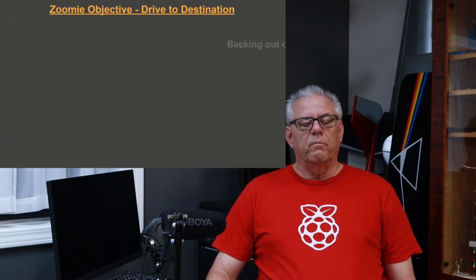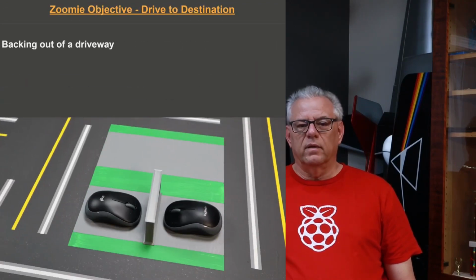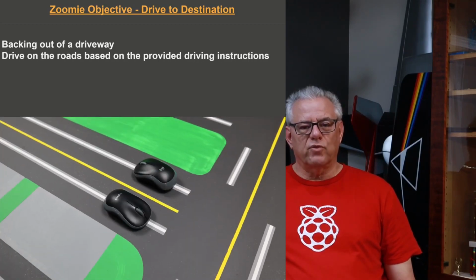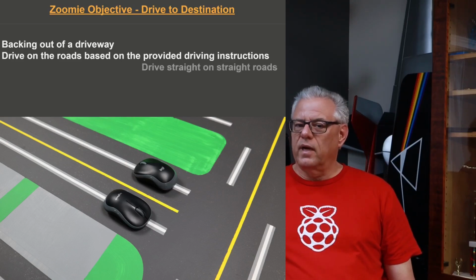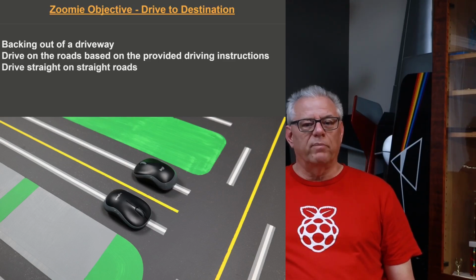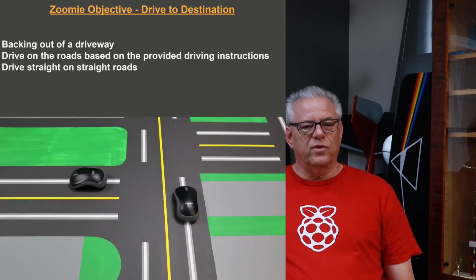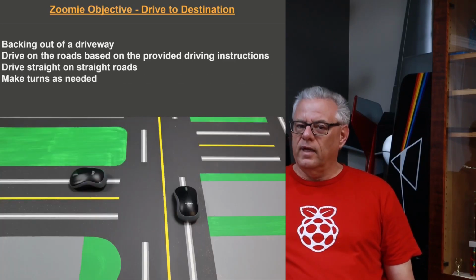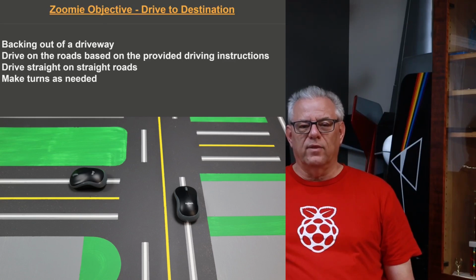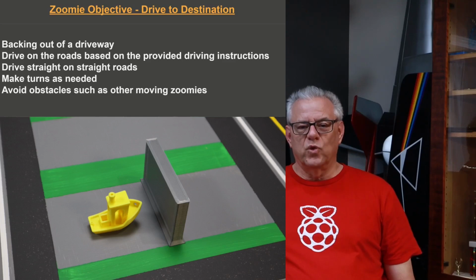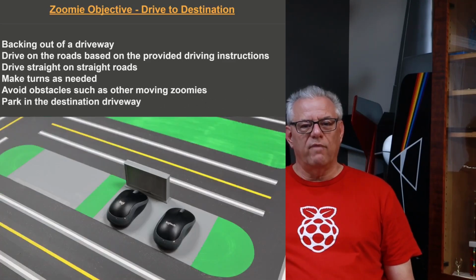Therefore, their trip consists of the following: backing out of a driveway, driving on the roads based on the provided driving instructions towards the destination, driving straight on straight roads to avoid bumping into anything, making turns as needed, again not bumping into anything, to avoid obstacles such as other moving Zoomies, and finally, parking in the destination driveway.